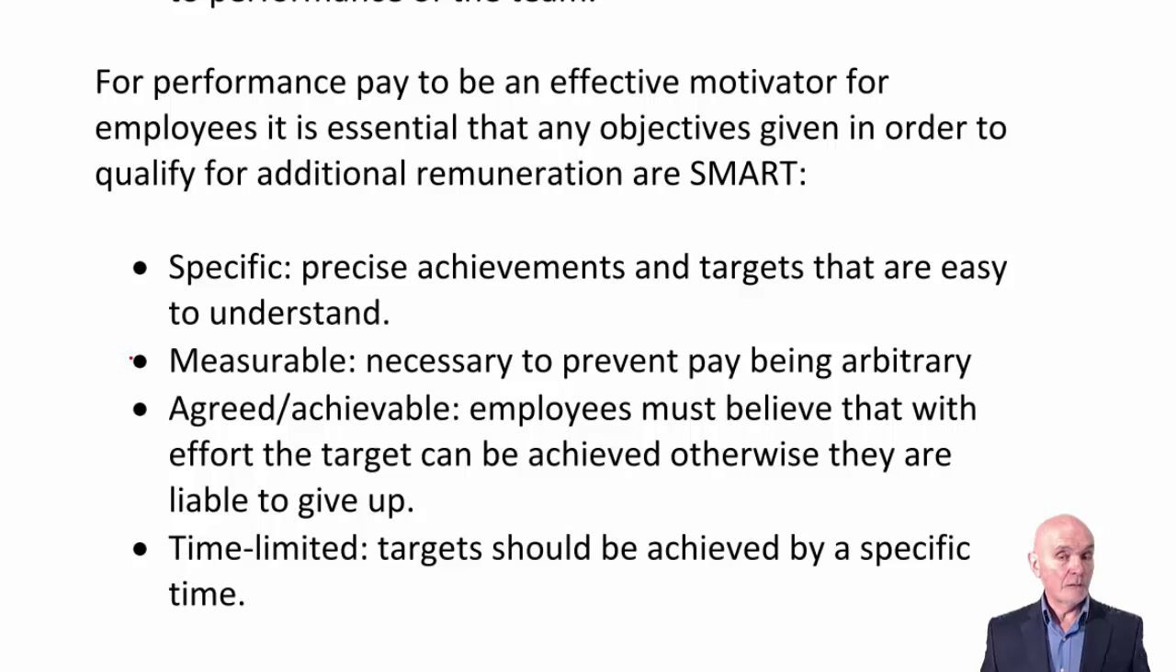It must be achievable. People must believe, if I try a little bit harder, then I can get the 5% profit increase. And once I get the 5% profit increase, I will get my bonus. But if you said to people, you'll get your bonus if you make 100% profit increase, people will look at this mountain in front of them and say, well, I'm never going to get 100% profit increase. I may as well not even try. And they give up.